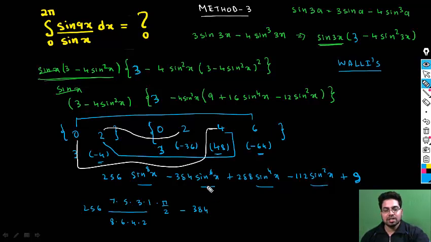Similarly here it is minus 384 sine to the power 6x. So 6 minus 1 would be 5, then 3, then 1, and then again pi by 2, and here we will write 6 as it is. Now 6 into 4 into 2 and so on, and we have to integrate. Why I'm writing this? Because I'm integrating each of these expressions from 0 to 2 pi.